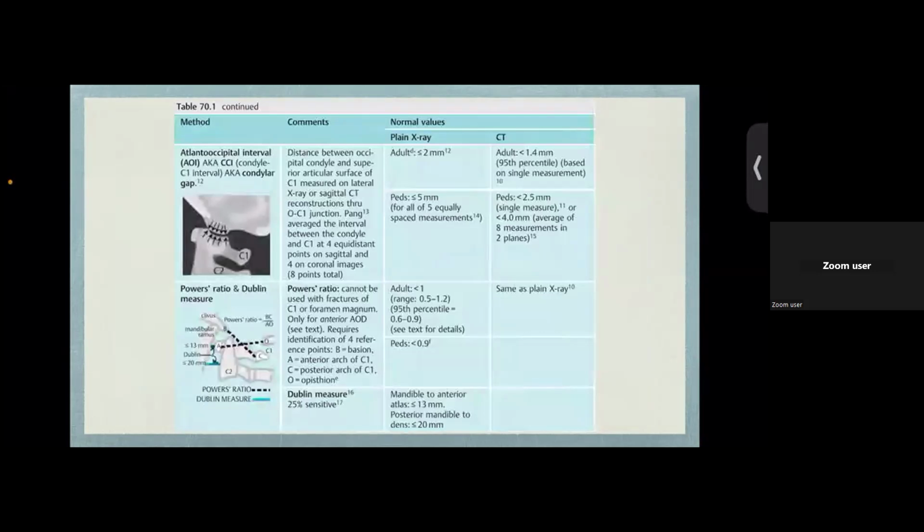Here's another one, the atlanto-occipital interval, or the condyle-C1 interval: the distance between the occipital condyle and the superior articular surface of C1, measured on a lateral X-ray or sagittal CT reconstruction. Again, you see the normal values here, plain X-ray versus a CT.